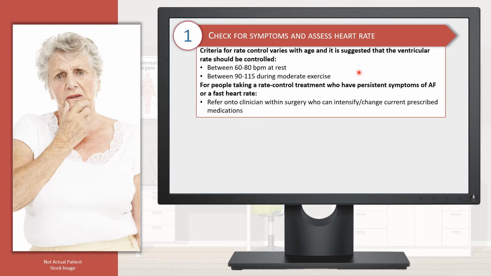If at this point you find anything untoward, if the pulse is too fast or there is any arrhythmia, this person will need referring on to the clinician within the surgery who has the ability to intensify or change any currently prescribed medications. And this depends on where you work. It might be you've got a prescribing nurse, it might be a nurse clinician, and it might be the GP. It just depends on where you work. So let me take you through what we discovered with Anne. Well, we discovered that her pulse rate was 76 and it was regular.